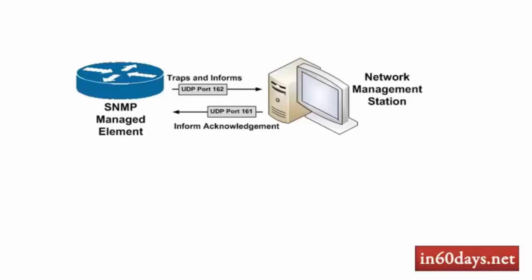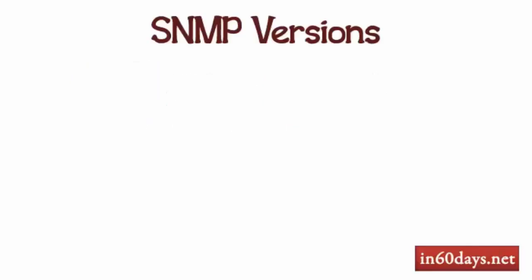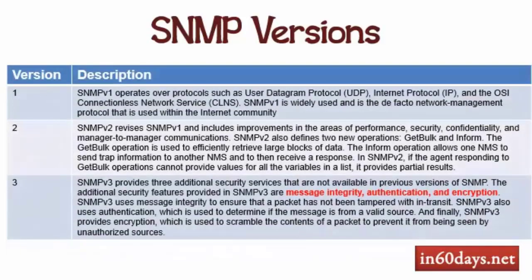The network management station sends information using UDP port 161. You do need to know about SNMP versions. I've outlined the main differences for versions 1, 2 and 3 here, so you may want to just pause the video for a moment and look through. The main difference is with version 3, now you get message integrity, authentication and encryption, which is a common exam question.